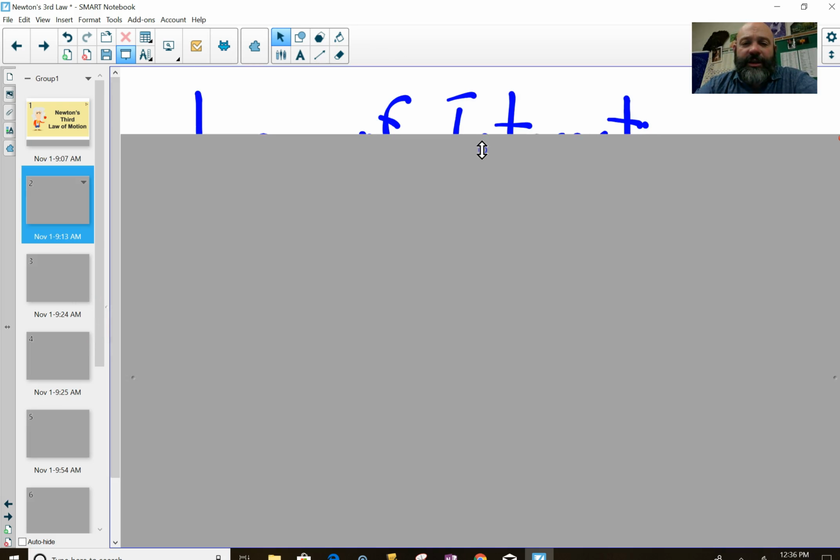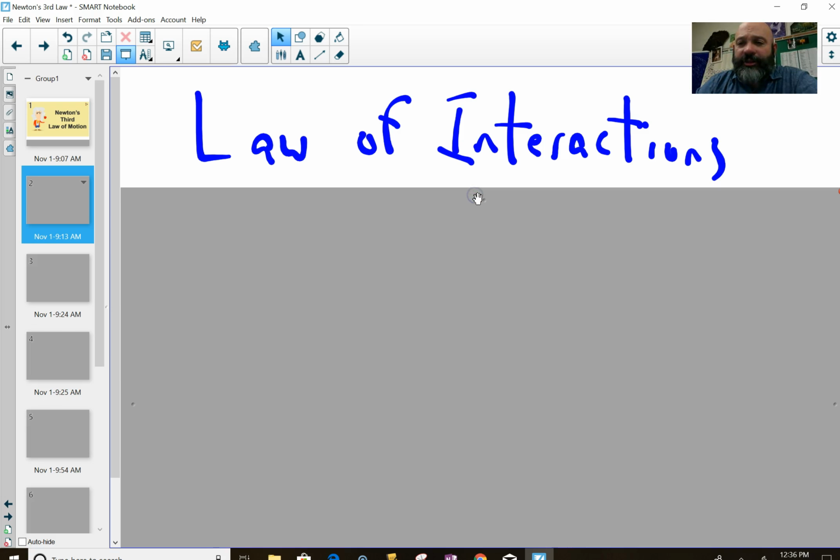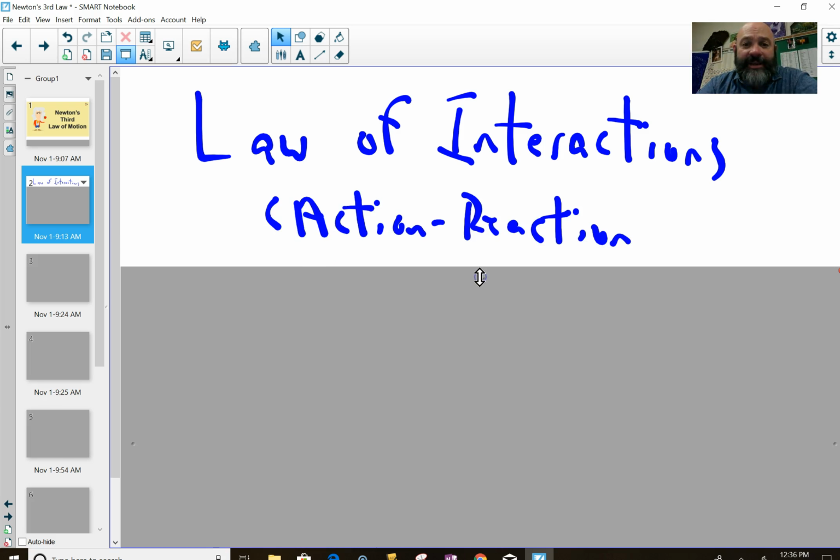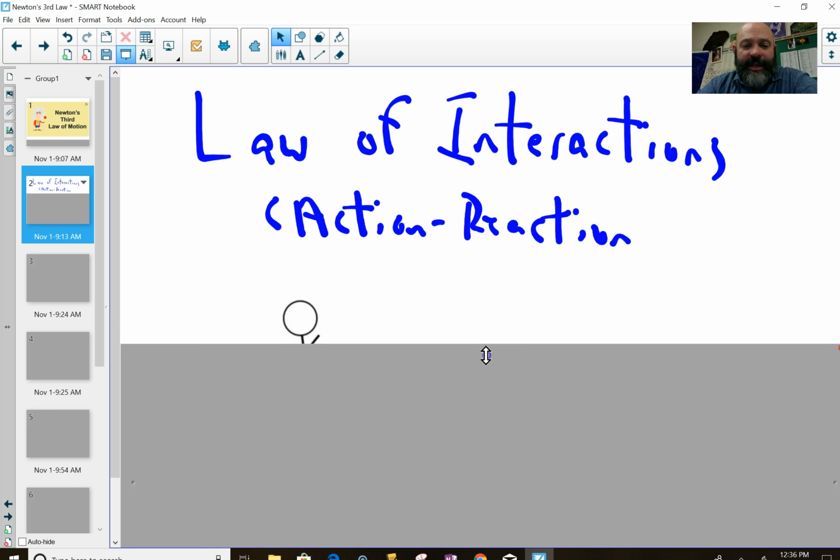But Newton's third law is also called the law of interactions. That's the term that we're going to use for it. You've probably also heard of it as being the law of action-reactions. That might ring a couple bells for you in terms of what we're talking about in this case.